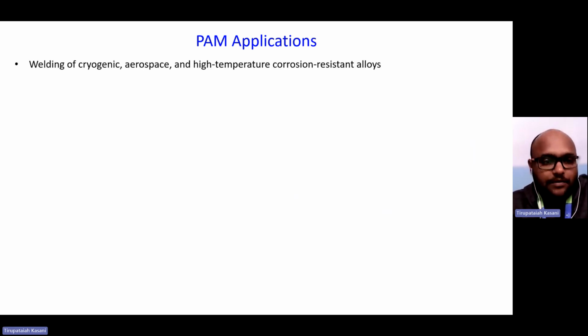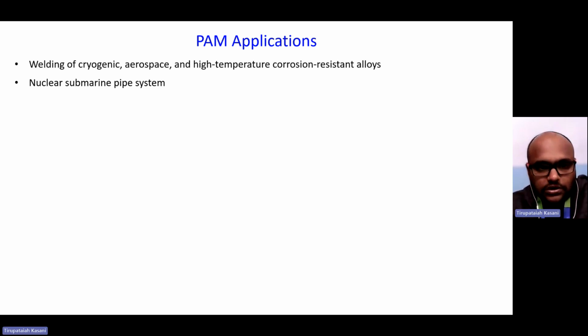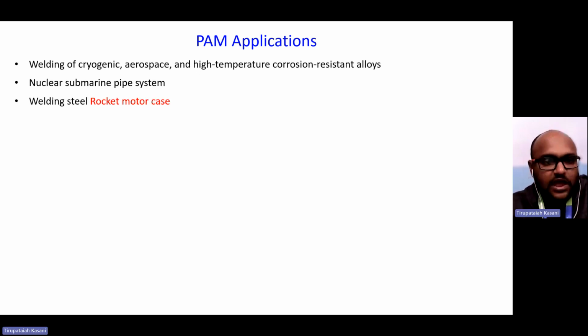Plasma arc machining applications: welding of cryogenic, aerospace and high temperature corrosion resistant alloys, nuclear submarine pipe systems, and welding steel rocket motor cases. That is a very important application. Welding of stainless steel tubes.